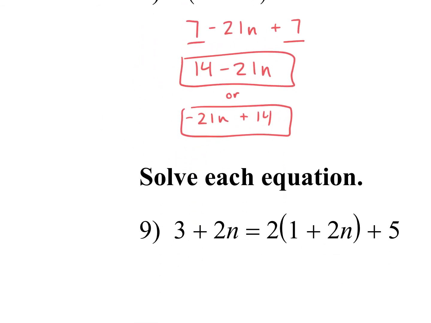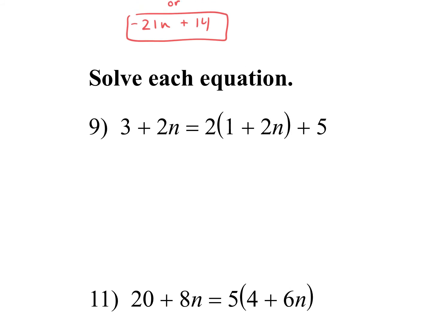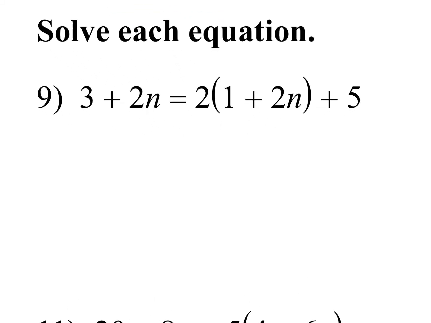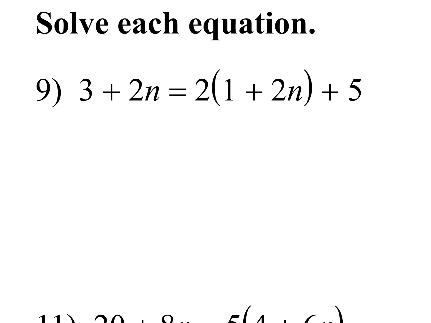All right, let's look at number 9. Here we're solving. So here we have an equal sign. So I'm going to get n is equal to some number. So I'm going to get all my n's on one side, all my numbers on one side. But before I do that, I need to combine like terms or distribute. So what should I do first here? Distribute. I want to distribute to get rid of the parentheses. So I have 2 times 1 is 2. 2n times 2 would be 4n. Everything else stays the same.